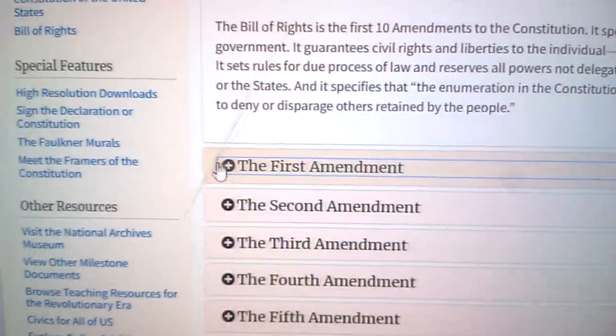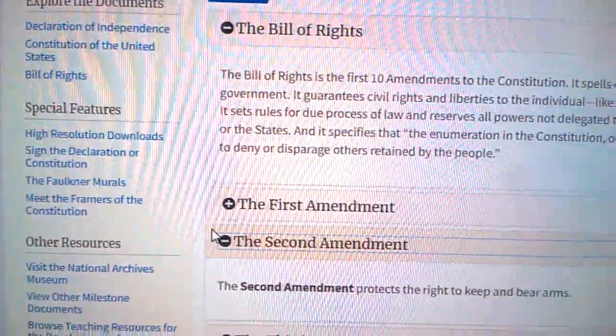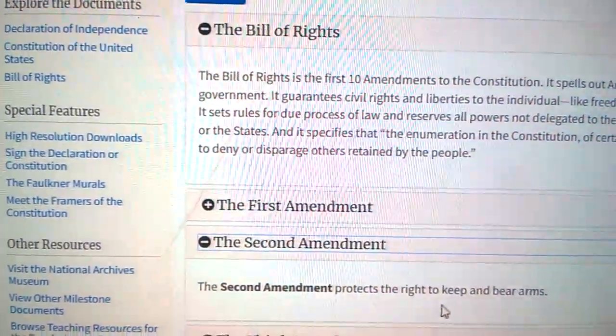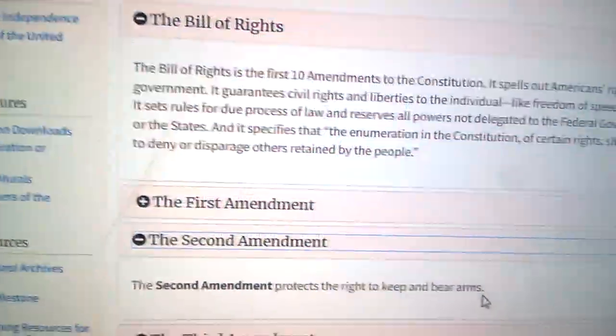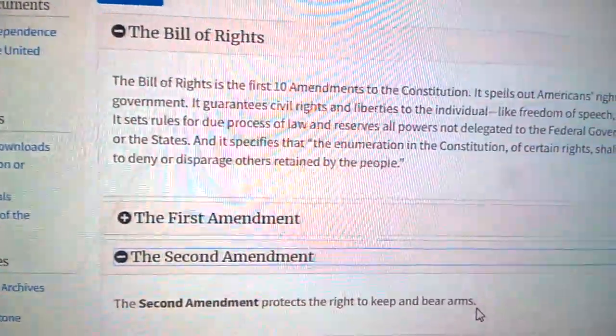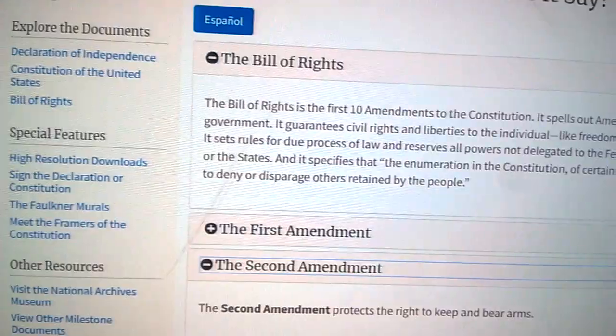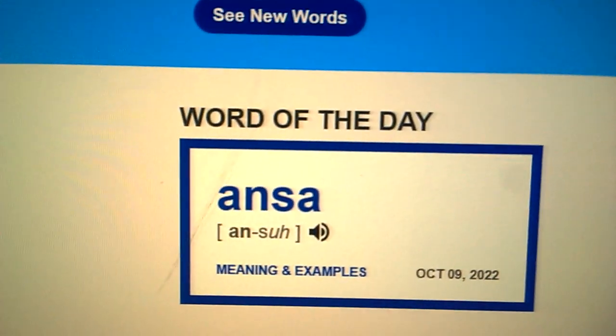Okay, this is my favorite, the Second Amendment. Okay, the Second Amendment protects the right to keep and bear arms. It also includes the words shall not be infringed in the U.S. Constitution. So we're going to go to dictionary.com and see what infringed means.